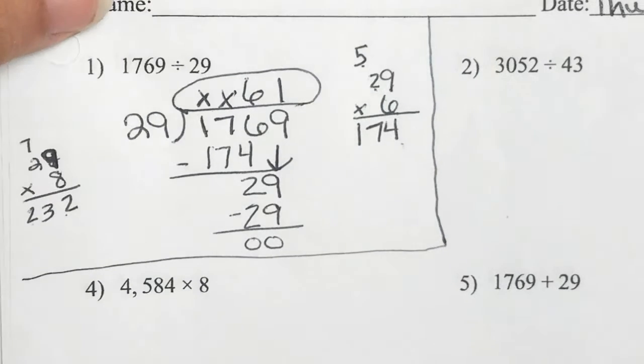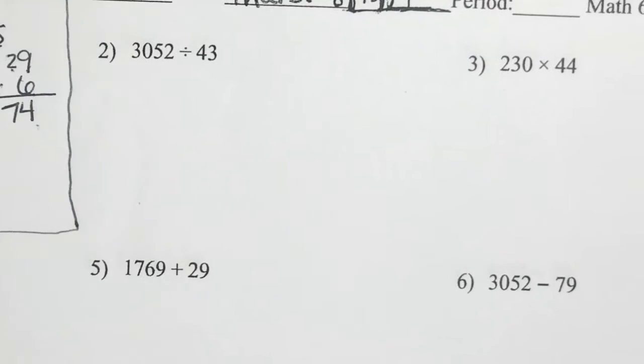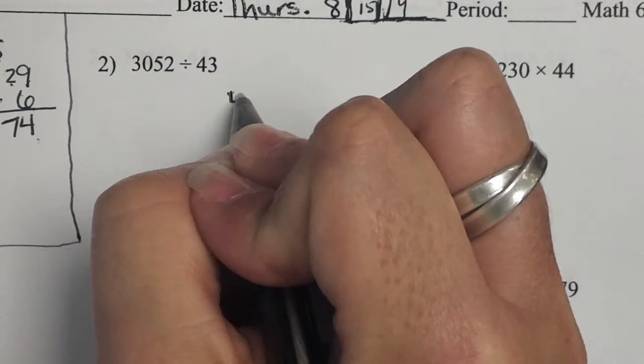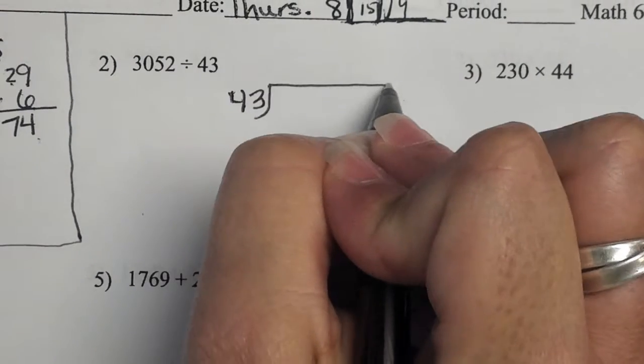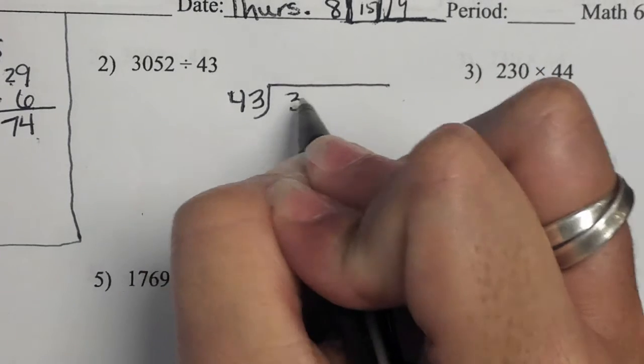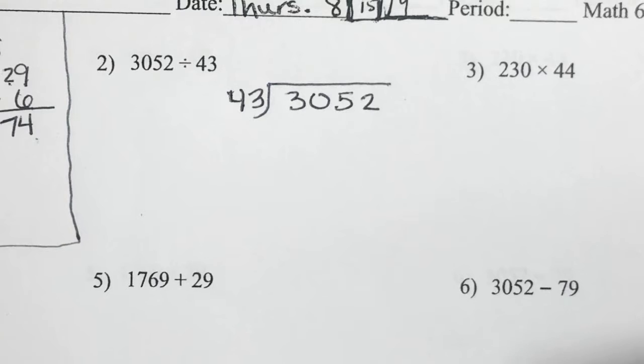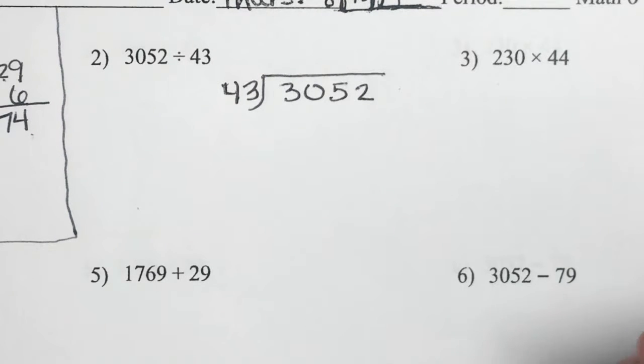Okay, so let's look at number 2 now. Let's see if we got this one copied right. Okay, we got 43 going into the number 3052. Okay. So make sure you copied it right.